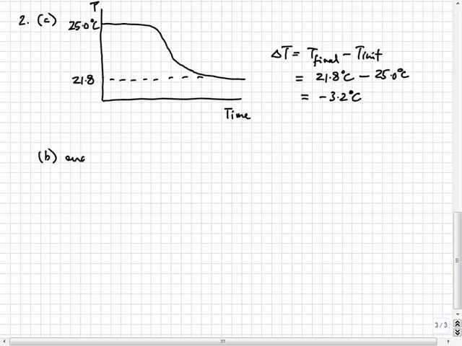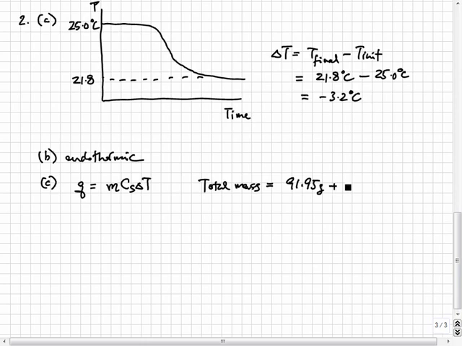B. The solution cools, so the reaction must be endothermic because it withdraws heat from the solution. C. Heat equals mass times the specific heat capacity times the temperature change. The total mass of the solution is 91.95 grams of water plus 5.13 grams of urea equals 97.08 grams.